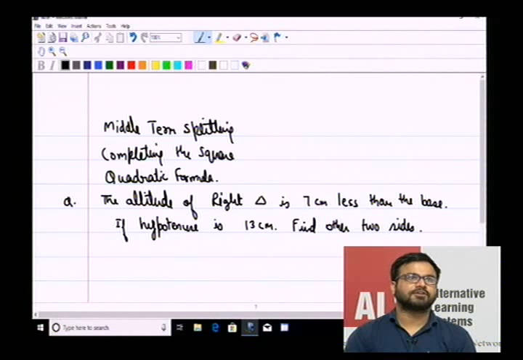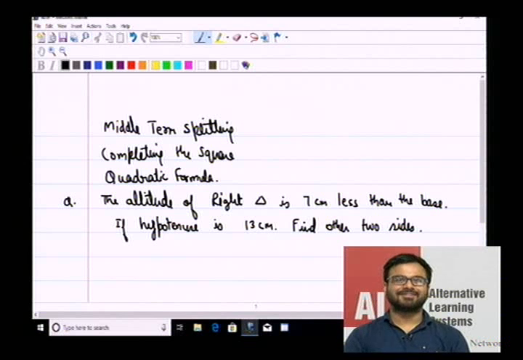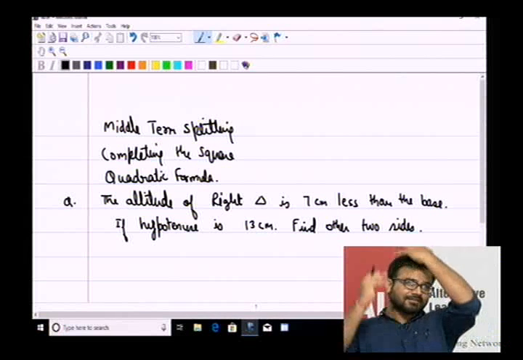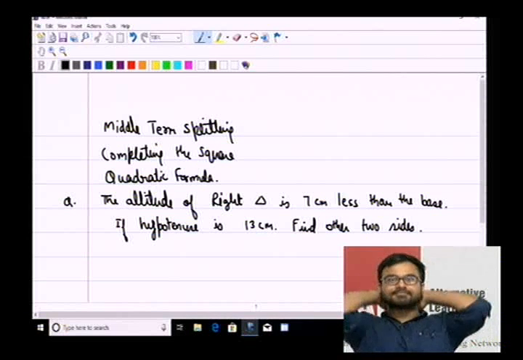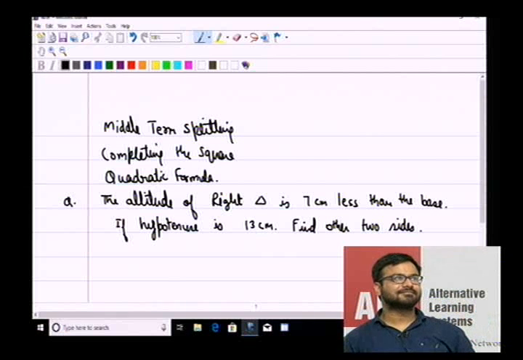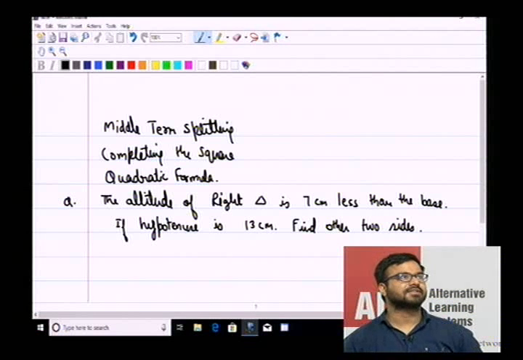Anybody from the Shillong Center got the answer? If you got, please raise your hand. I can see all of you. Five and 12, Senapati. That's right. From the Senapati College, 5 and 12 are the sides. These are the remaining sides, apart from the hypotenuse, which is 13.